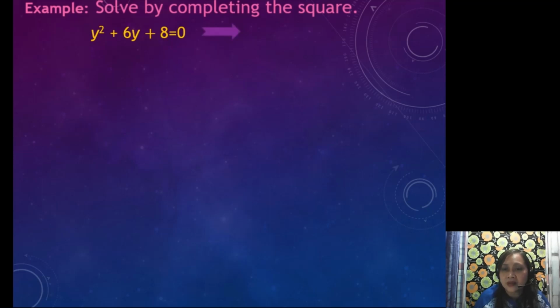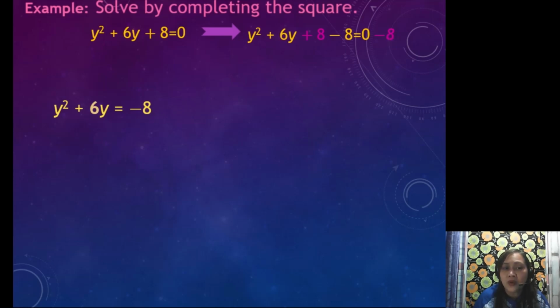Okay. So simply, you get the opposite of positive 8, which is negative 8, and add it to both sides of the equation, and the result is y squared plus 6y is equal to negative 8, because positive 8 minus 8 is 0. So the remaining terms are y squared plus 6y. And then 0 minus 8, that is negative 8.